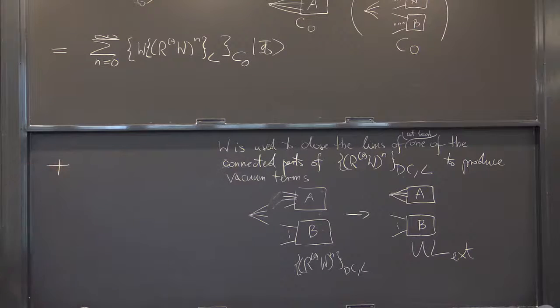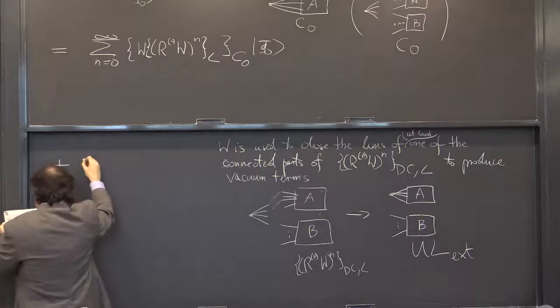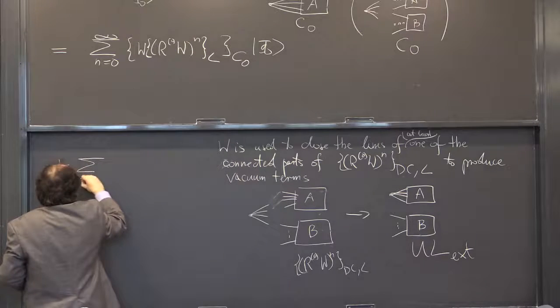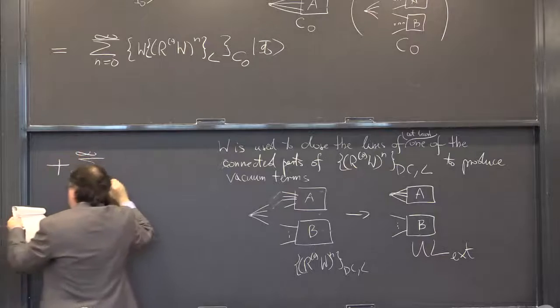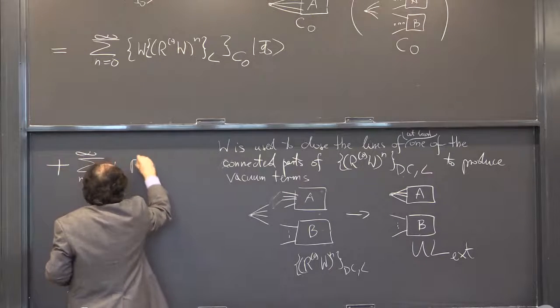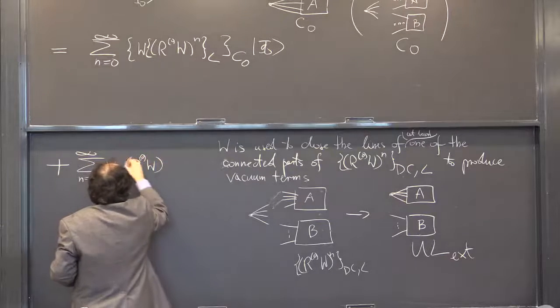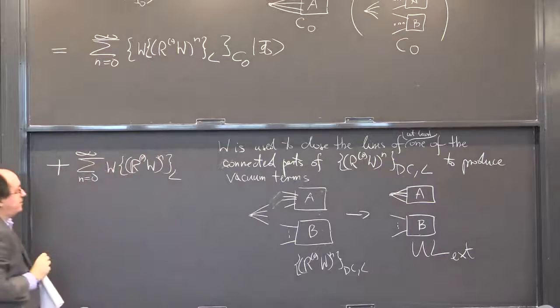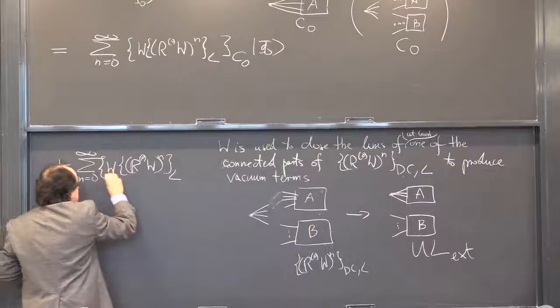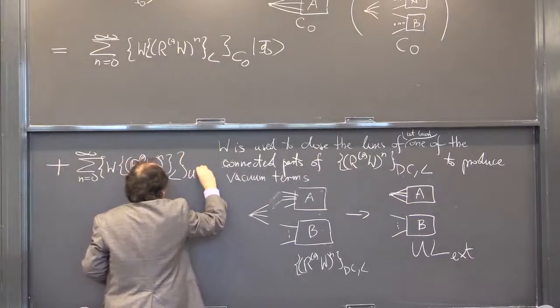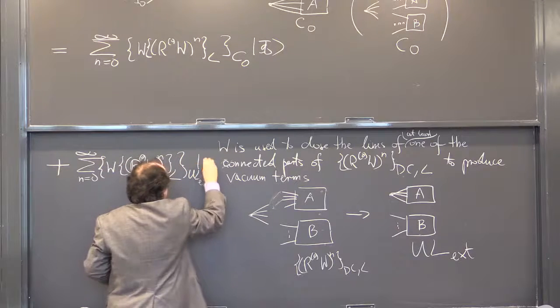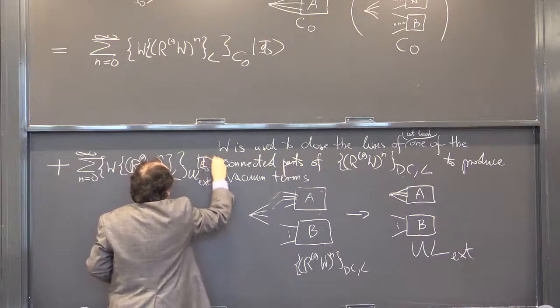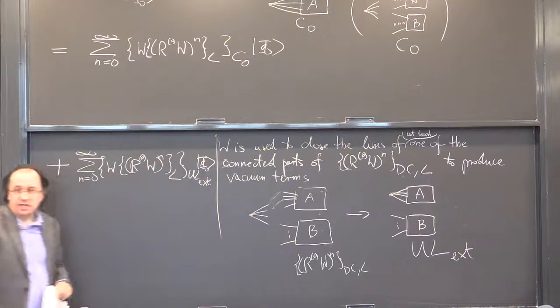That's going to be our second big contribution. It's going to be something that looks like this. Sum over N from 0 to infinity, then you have W, then you have R0 W to the N. Okay? You started with linked diagrams, and now I am using W to produce unlinked diagrams with external lines. Okay? That's what I just did.